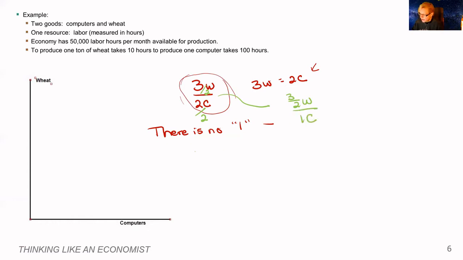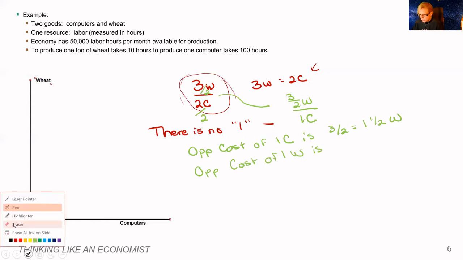Now I can go ahead and be the economist. I can say the opportunity cost of 1 computer is 3 halves, and we're going to say 3 halves improper, 1 1/2 wheat. The opportunity cost of 1 wheat is, and now I'm going to take the reciprocal.